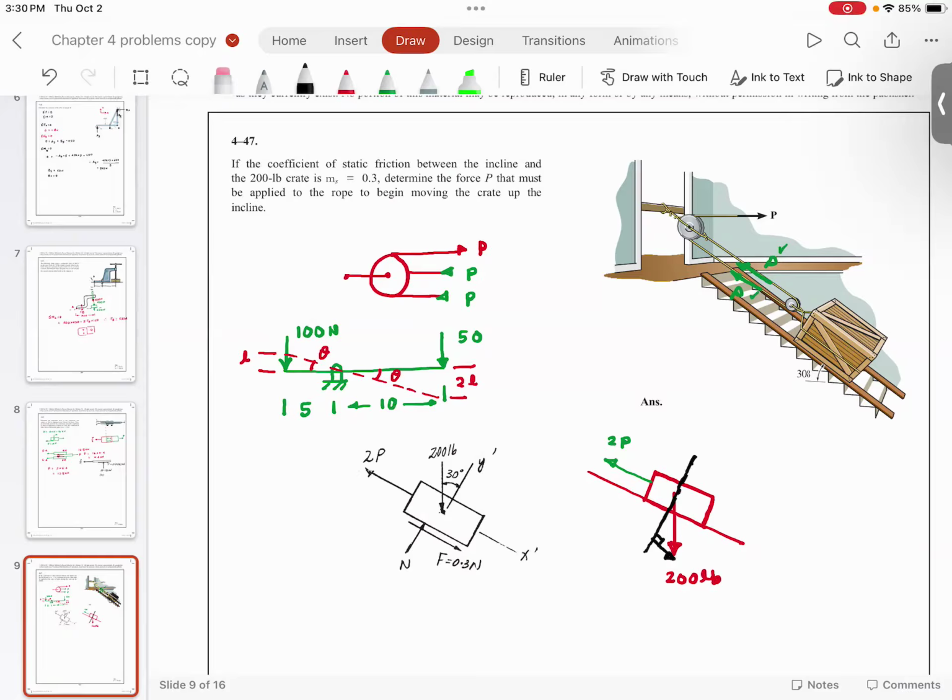So this is 200 pounds. The normal reaction is going to be 200 cosine theta. So this guy is going to be 200 cosine theta, cosine 30. This guy will be 200 sine 30. And the frictional force going down is F equal to mu times N. Mu is 0.3. N is 200 cosine 30.